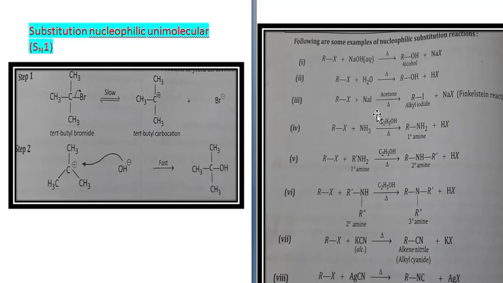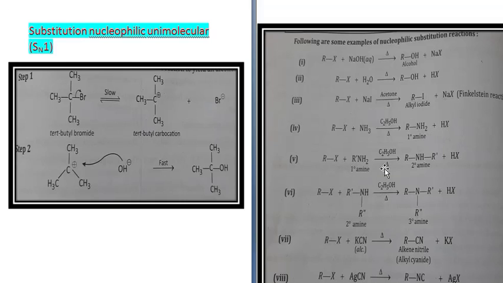RX plus NaI in presence of acetone, when heating is done, whatever halogen is there is substituted by iodine, so you get RI plus NaX. This is also called the Finkelstein reaction. RX plus NH3 in presence of ethyl alcohol and on heating gives you RNH2, which is a primary amine, plus HX.